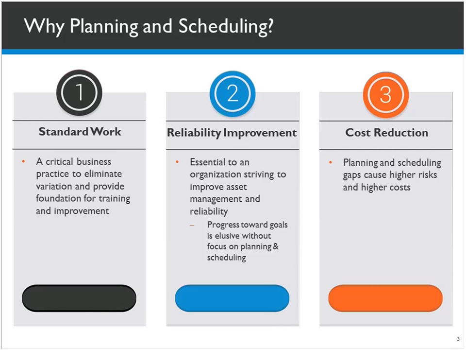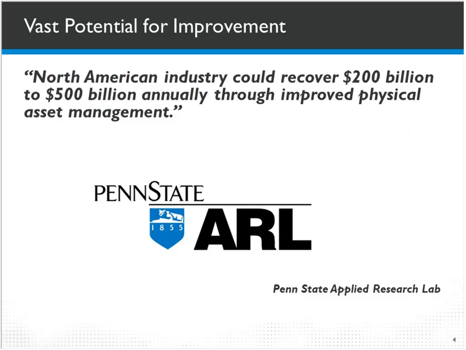The third thing on this slide has to do with cost reduction. When you have significant gaps in your planning and scheduling processes at your work site, you may not realize it, but your company is facing higher risks, safety risks, equipment failure risks, and of course the costs are going to be way higher when you're not good at planning and scheduling. And getting good at it is on this next slide, just real briefly.